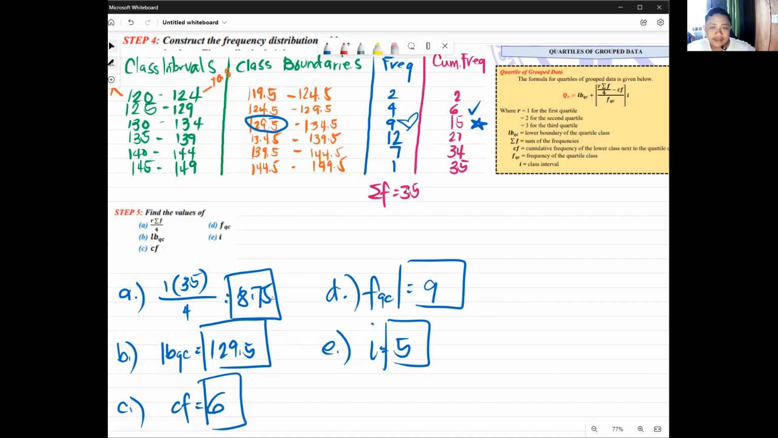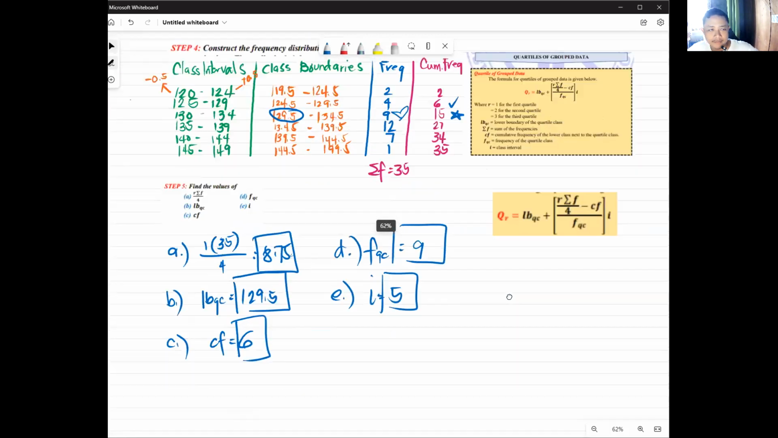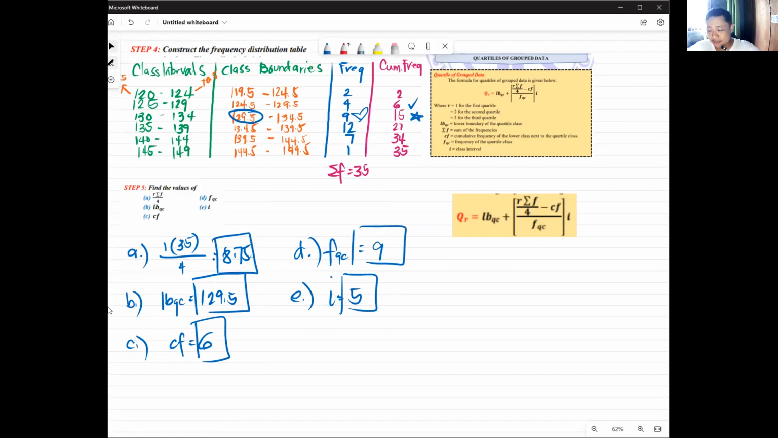Okay. And of course, now that we already have completed the needed values, all we need to do now is to use this formula for us to solve our first quartile. Ito na. Patapos na tayo. Okay. Game. Medyo mahaba siya, pero understandable naman. Madali lang yung process, mahaba lang siya. So, to get the quartile 1, so we have here Q1 is equal to LBQC. Where's LBQC? That's 129.5.